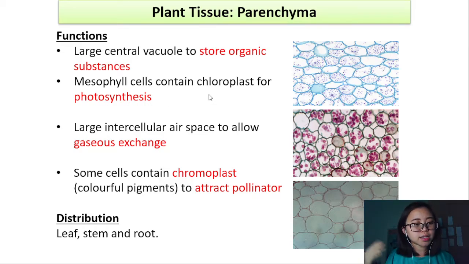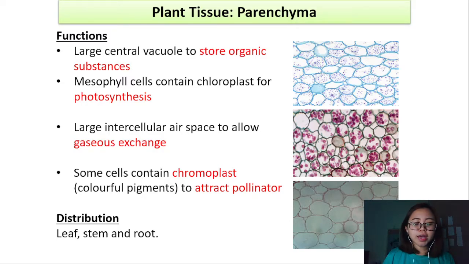Ini tidak perlu saya jelaskan. They have large intercellular air space to allow gaseous exchange, terutamanya di dalam daun. Parenchyma cells will have large intercellular air space to allow gaseous exchange. And some parenchyma cells will contain chromoplasts, which is colorful pigments to attract pollinator. Chromoplast ini akan menarik agen debunga, agen pendembungaan.